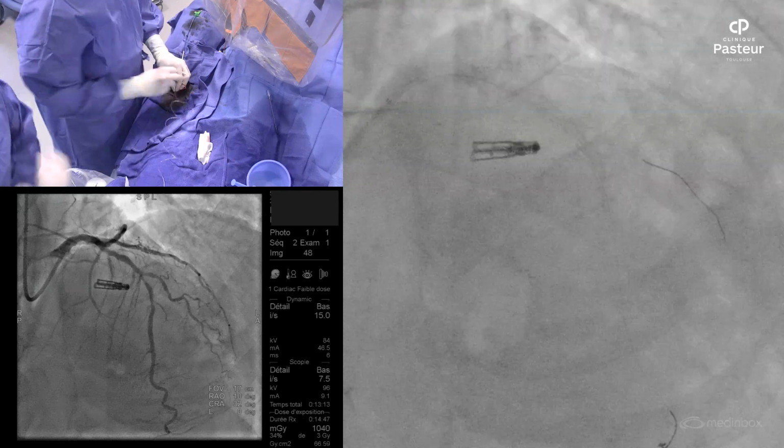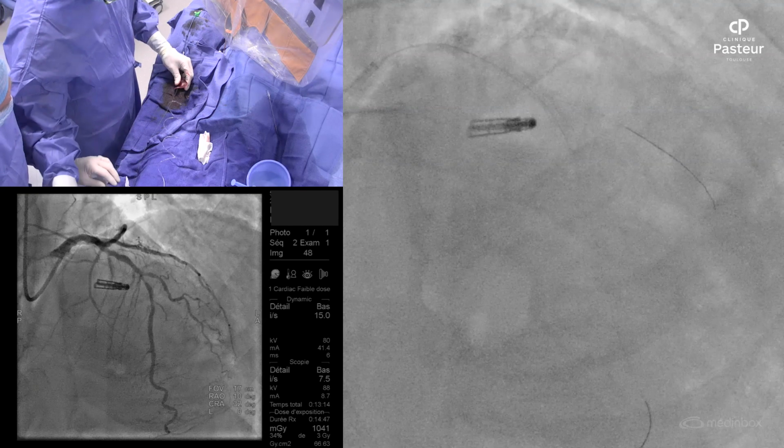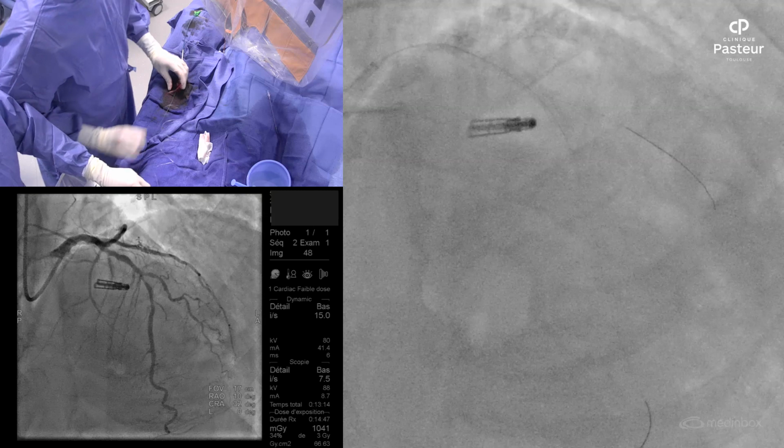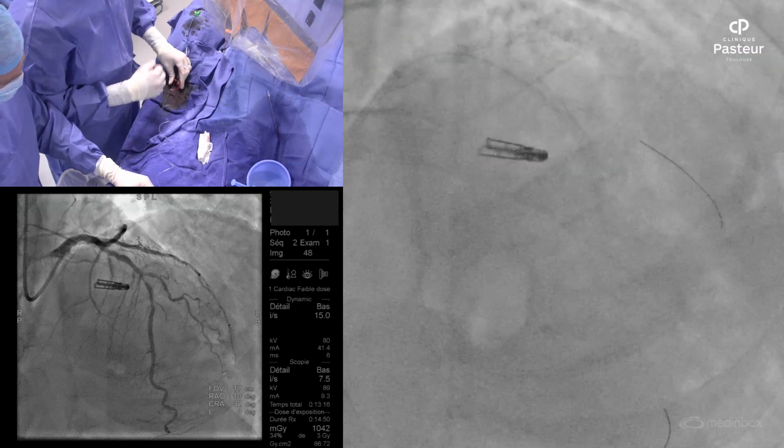Okay. So now the options are there. We have the two wires. The wire has now been exchanged, and we can do a contour angio and decide if we do something on the diagonal, yes or no.